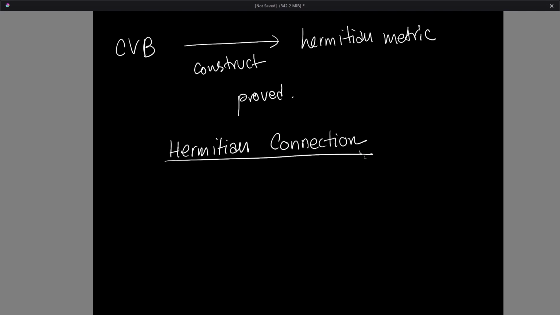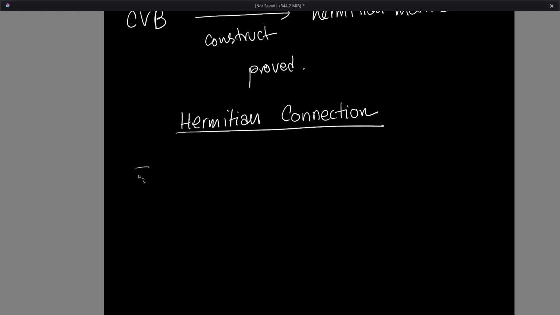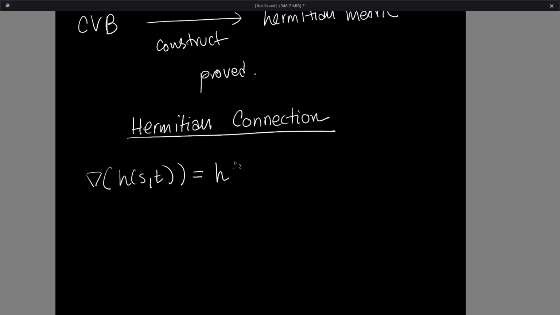And the way that a Hermitian connection is usually defined is that nabla of h of s, t, right? So this is our sesquilinear form, is equal to h of nabla of s comma t plus h of s comma nabla of t. And this seems a little strange. Like, why is this the compatibility condition? And in order to understand why this is the compatibility condition, we have to remember that h is a sesquilinear form, so it is weird.